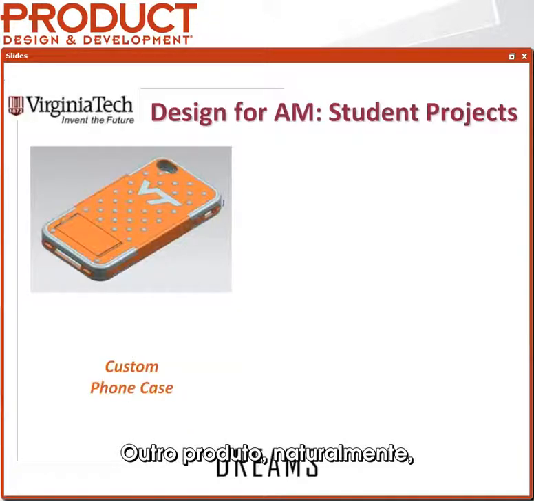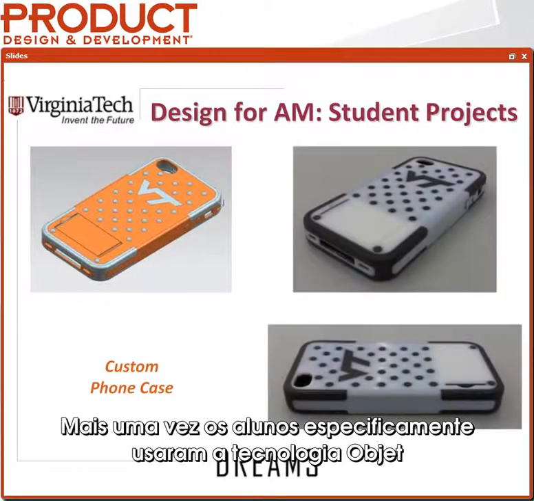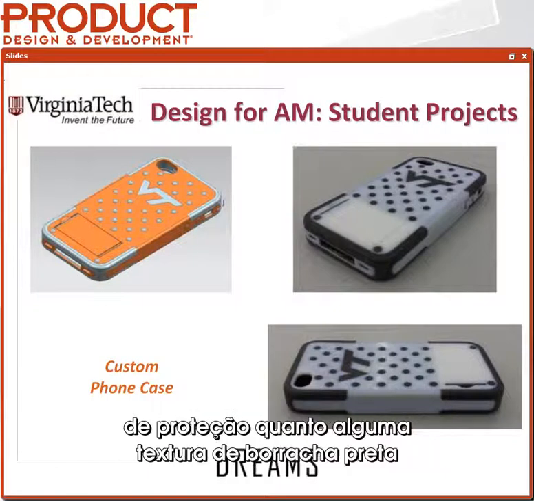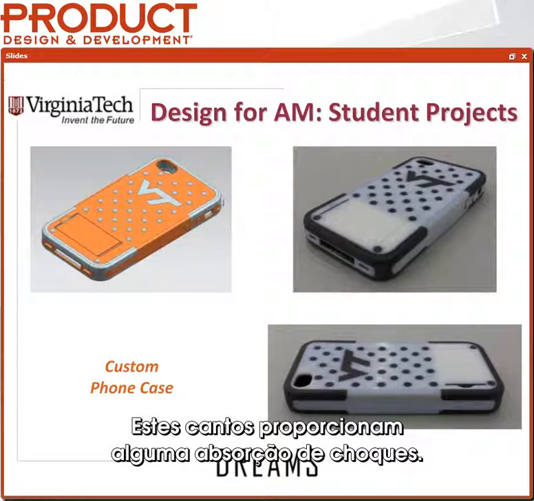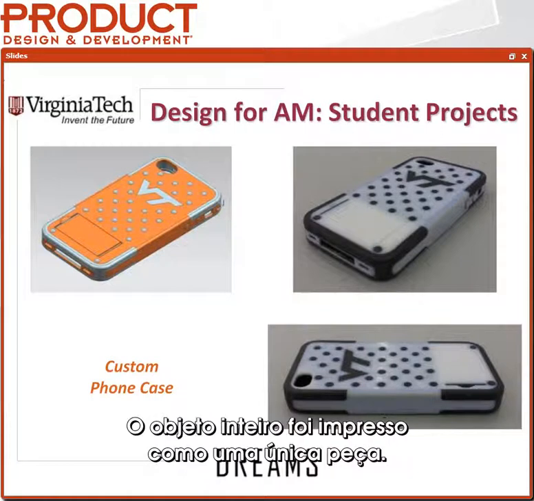Another product, of course, is your custom phone case. And here, again, students specifically use the Objet technology and multi-materials to include both stiff components for protection and some black rubber texturing for grips. These corners provide some shock absorption, and it also has a kickstand. So you'll see some sort of black piece that you can... It's actually hinged. The whole assembly has been printed as one piece.